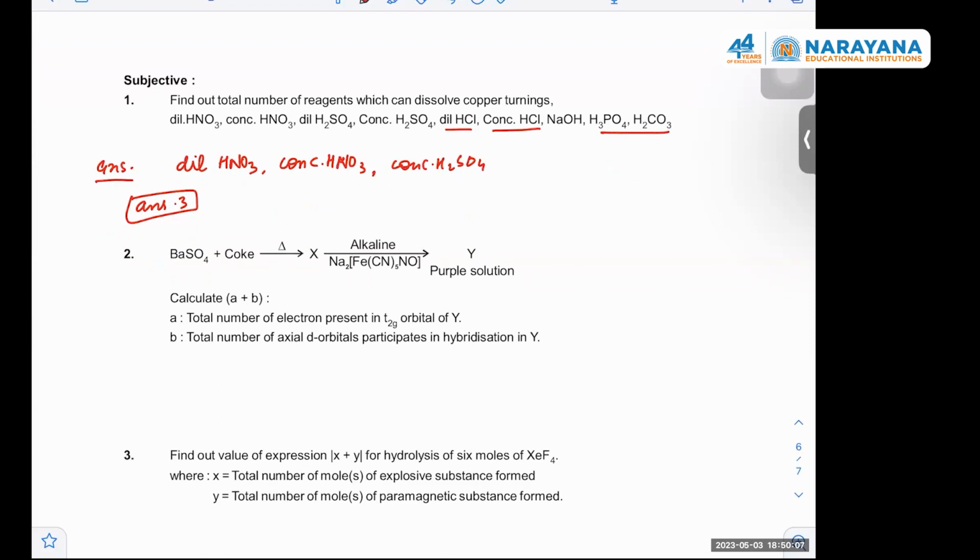Yes, very good. Other students also try. Okay, so in this question, BaSO4 with coke will give us sulfide. On reduction, it will form BaS, S2 minus, basically sulfide. The next reaction is the sodium nitroprusside test, the compound finally forms Na4[Fe(CN)5NOS]. Okay, this will be Y.